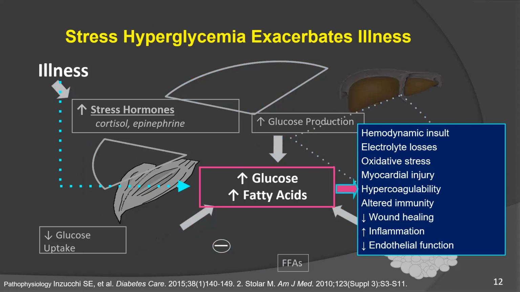So what happens? This again leads to more stress, all right? More stress, more illness, and again more hyperglycemia. So the vicious cycle goes on. Illness exacerbates, illness leads to stress, stress leads to more illness. So this is how it goes.